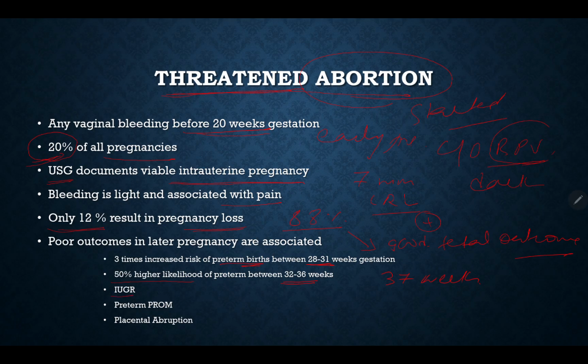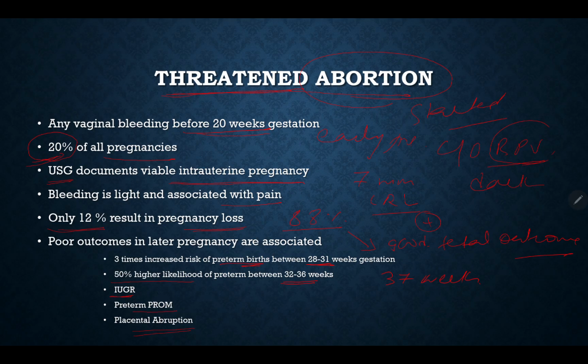And IUGR is frequently seen in such pregnancies if they continue, because early pregnancy loss could have caused demise of the chorionic villi, and definitely the blood supply to the fetus has reduced. Now preterm premature rupture of membranes is more commonly seen in such pregnancies, and placental abruption is also seen.